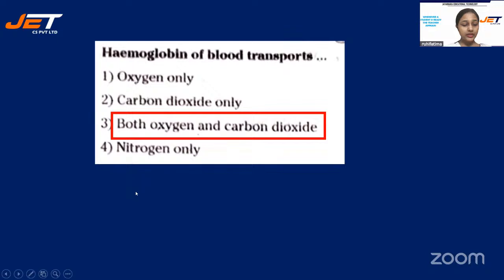Okay, the correct answer will be option number 3, hemoglobin of blood transports both oxygen and carbon dioxide. When it mixes with oxygen, it forms oxyhemoglobin, and when it mixes with carbon dioxide, it forms carboxyhemoglobin. Okay, carboxyhemoglobin is carried to the heart again for filtration, and mixing it with the lungs and bringing it back to the lungs, and oxygen, that is oxyhemoglobin, is transported to the tissue cells. So the correct answer will be option number 3.